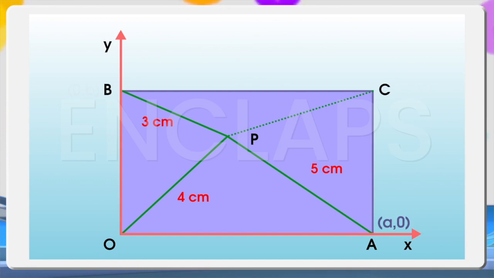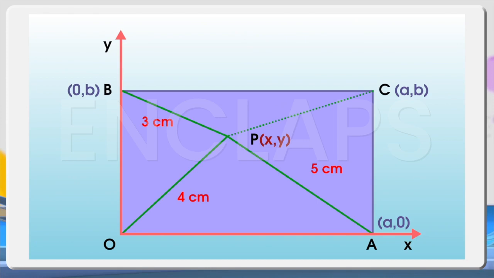Similarly, since the point B is on the y-axis, its x coordinate is 0. If we take the y coordinate as b, we get the coordinates of B as (0, b). Then what are the coordinates of C? (a, b), isn't it? Assuming (x, y) are the coordinates of P, then the known lengths can be written using the coordinates as follows.